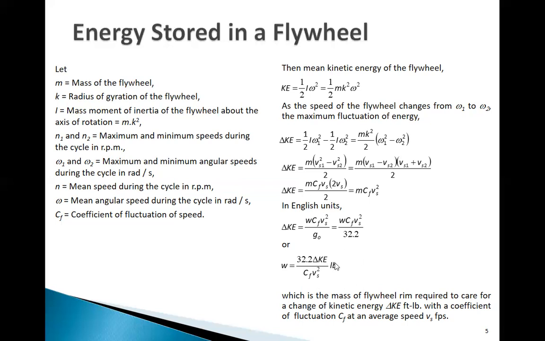Now W is pound mass, which is the mass of the flywheel rim required to care for a change of kinetic energy delta K with a coefficient of fluctuation at an average speed. Okay, so the mass of the flywheel is effective. So this is effective, the flywheel rim. Yung rim, hindi kasama yung mga arms. Okay, hindi kasama yun.